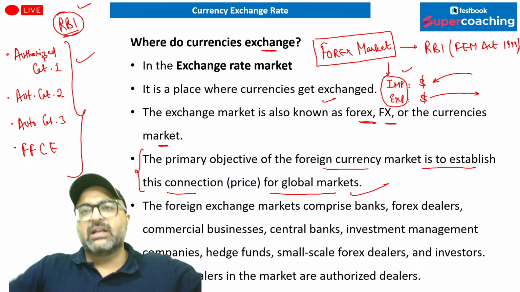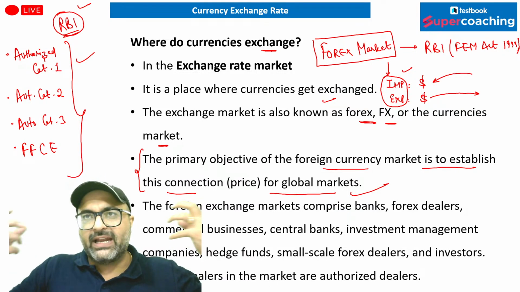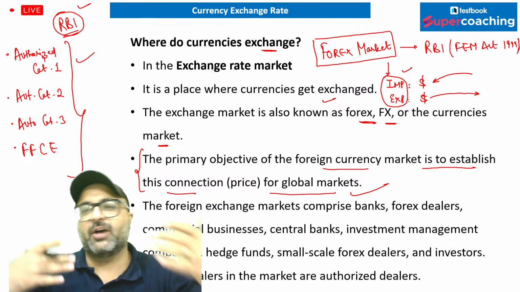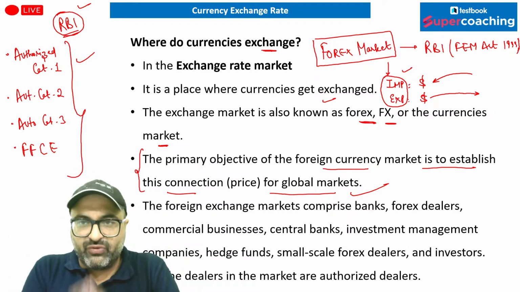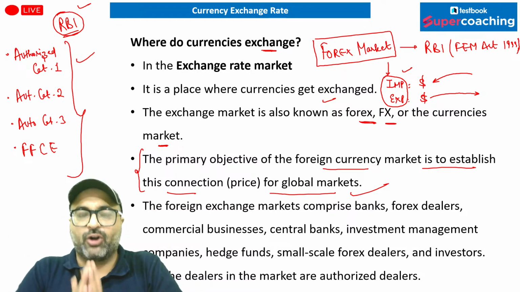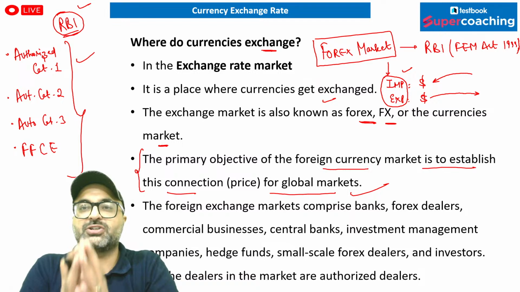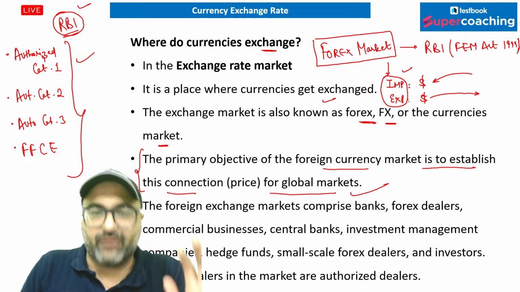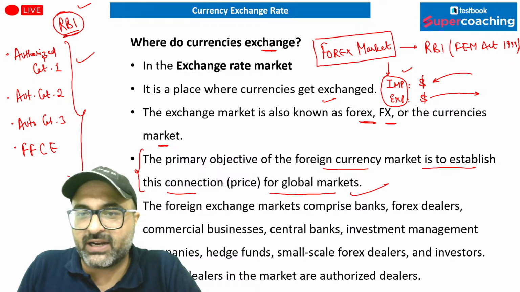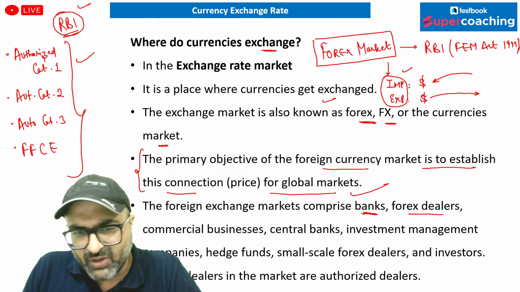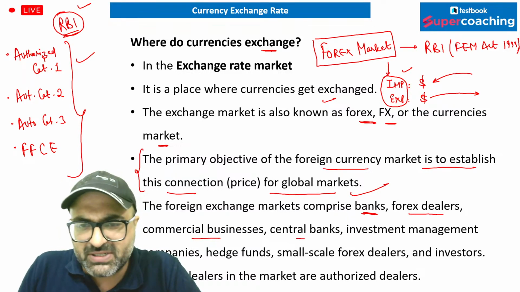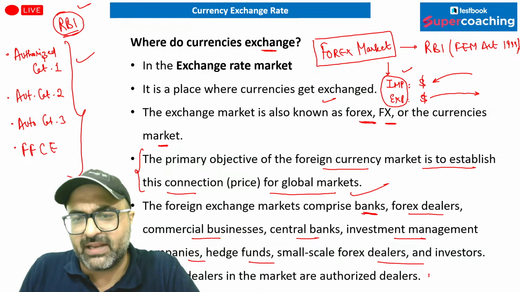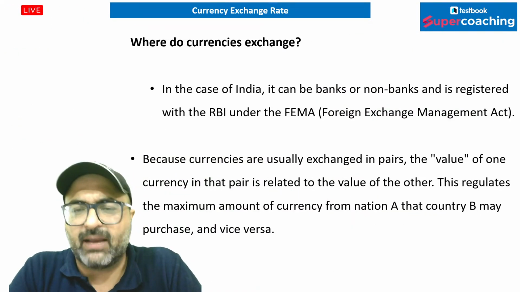In order to invite foreign tourism, or in order to invite n number of economic and non-economic activities with the other countries, we need foreign currency, and in order to engage population in these kind of activities, we use a market that is known as forex market. So foreign exchange market comprises banks, forex dealers, commercial businesses, central bank, investment management companies, hedge fund companies, and many more, which we will be discussing in the upcoming days to go.